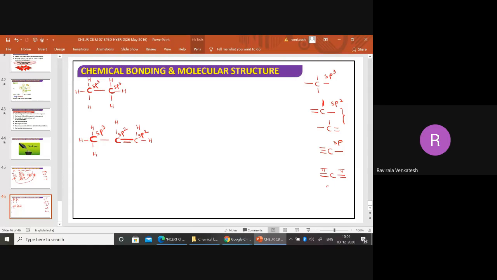This is also sp only, because how many pi bonds are having? Two pi bonds are having. Here, two pi bonds. Here, how many? One pi bond you are having. Here, zero pi bonds are having. Understood? So this is pi bond. This is pi bond. This is how many pi bonds? Pi and pi, like this. This concept, if you understand, definitely you can do n number of problems.